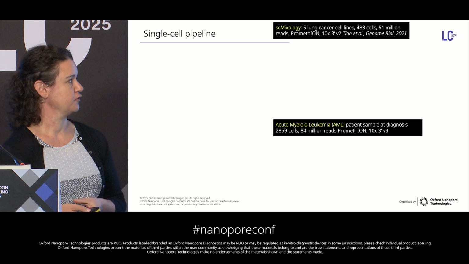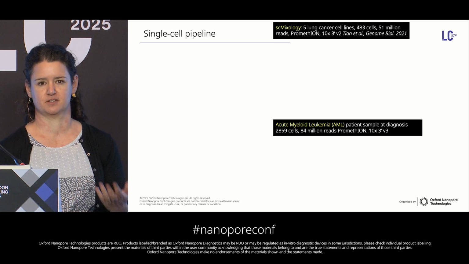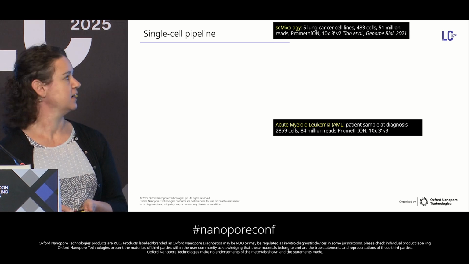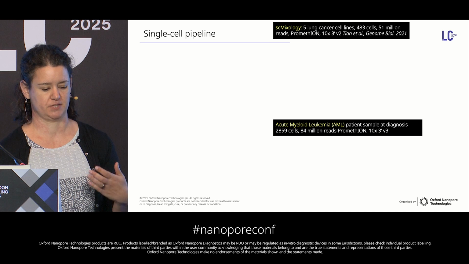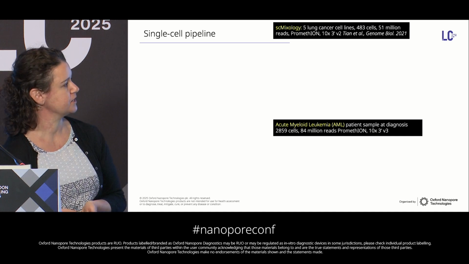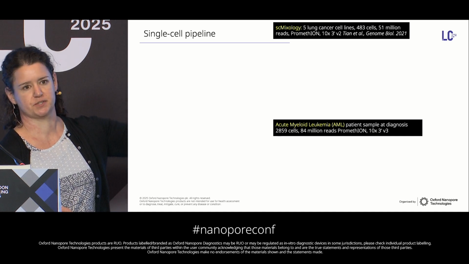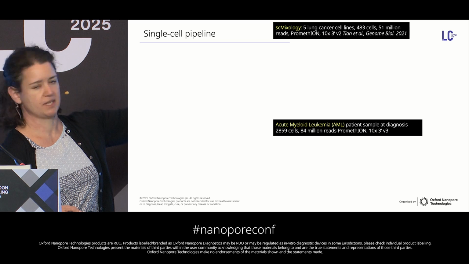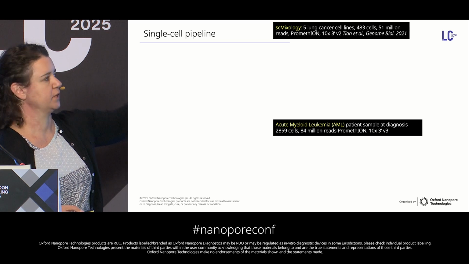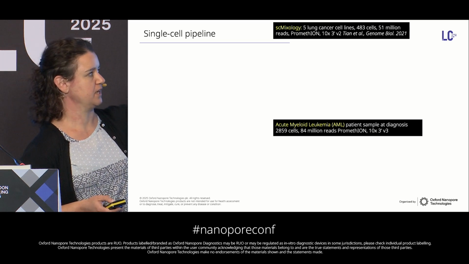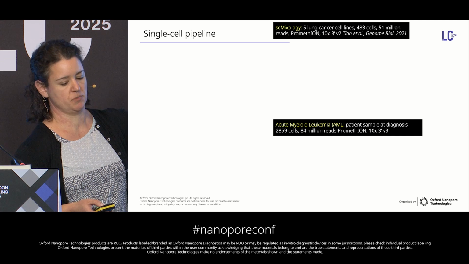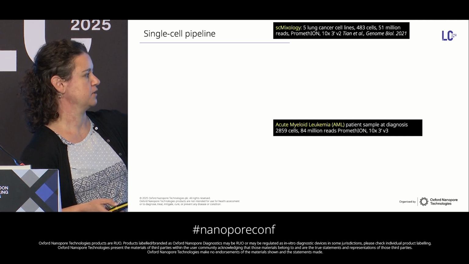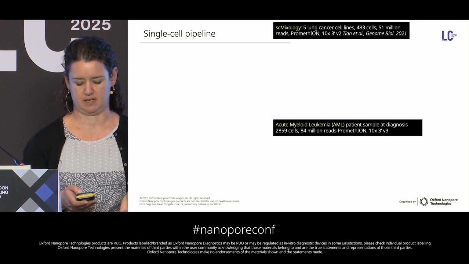I just want to finish off by giving you a practical example of how we might apply this in a long-read single-cell pipeline. I'll do this using two different data sets. One's a public data set called SC Mixology from some colleagues at WEHI, which is a mixture of 5 lung cancer cell lines. And then we also have a patient with acute myeloid leukemia, with a sample we've been analysing in my group.